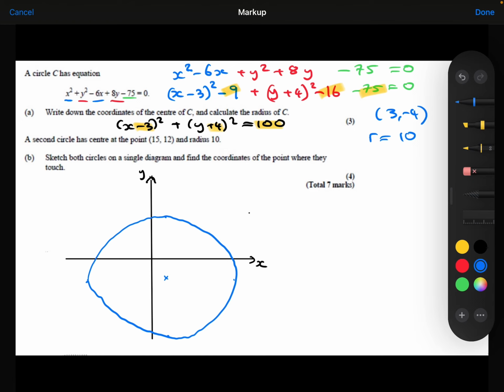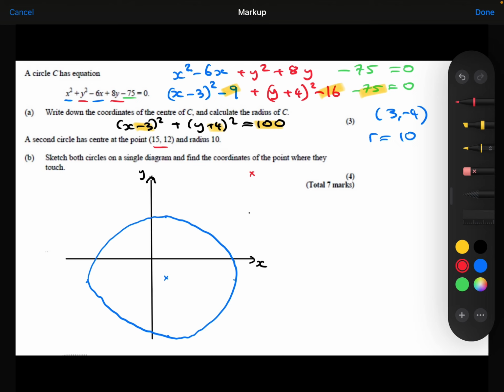Right, with the second circle, it's got a centre of (15, 12). So (15, 12) is going to be all the way up here somewhere. And that also has a radius of 10.